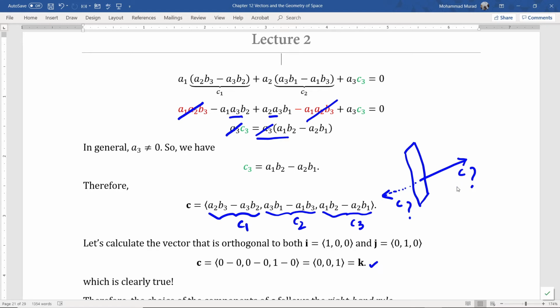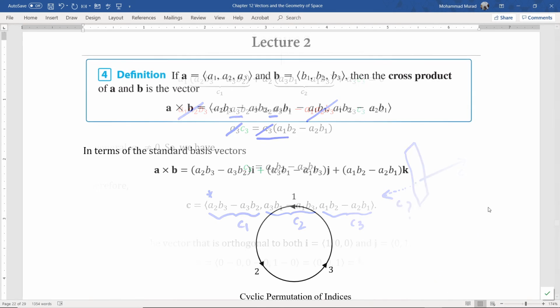And this is shown here. So we have a vector i, we have a vector j, and by applying this definition, we obtained the vector k. So this simply followed the right-hand rule. Therefore, we will pick this definition as the definition of the cross product of two vectors.